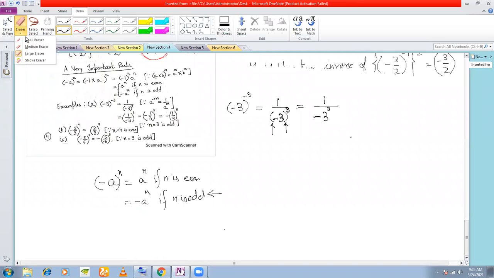Clear? Yes, sir. Remember, because you have an odd power, you will remove these brackets and retain the negative sign.